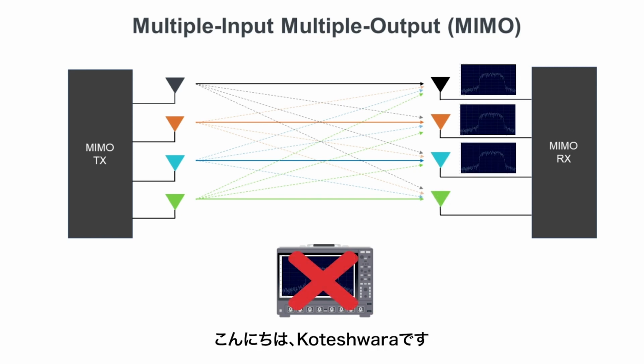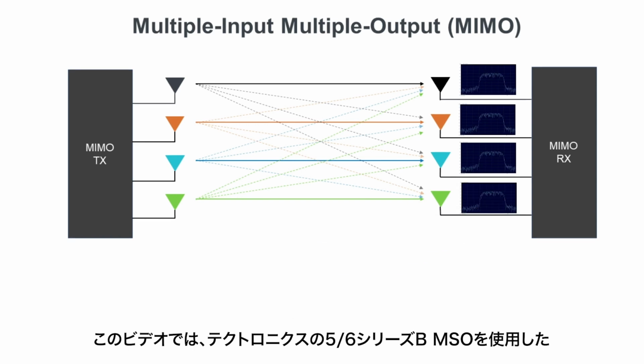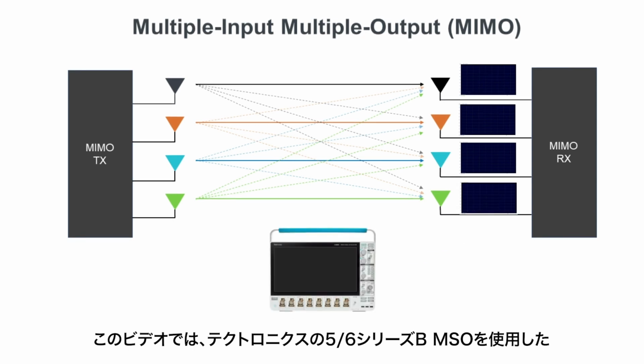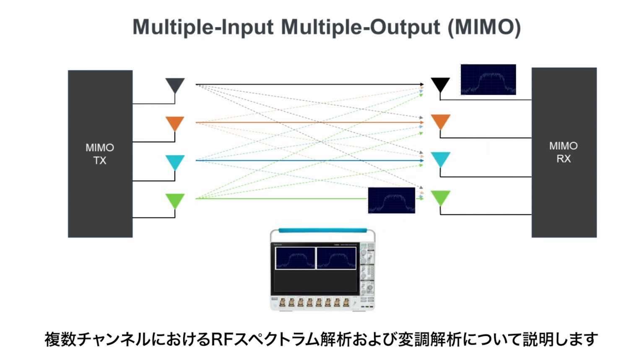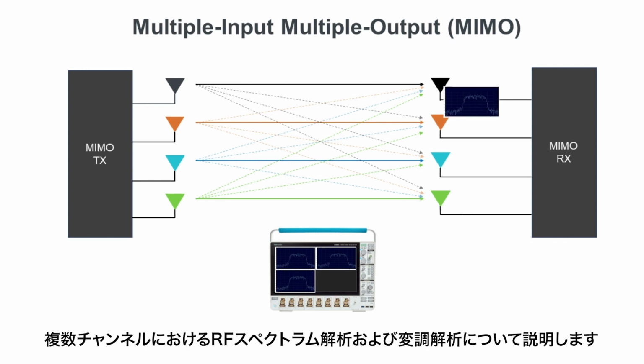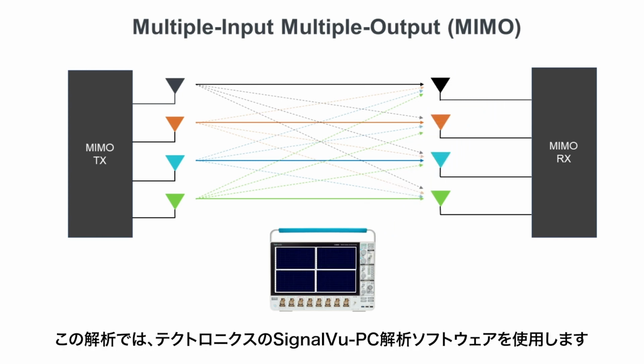Hello, I'm Koteshwar, and in this video I will show you how to use Tektronix 5 and 6 series oscilloscopes to perform RF spectral and modulation analysis on multiple channels simultaneously. Making this possible in part is Tektronix SignalVu-PC software.